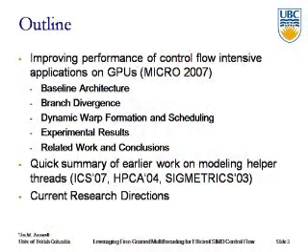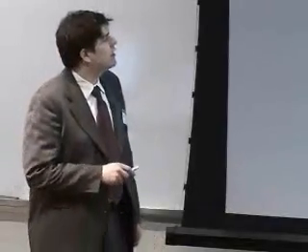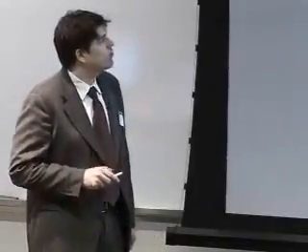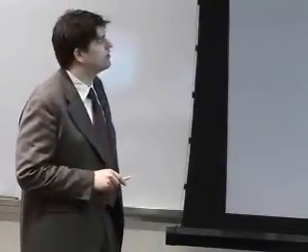So, an outline of my talk. I'm going to start off by talking about performance of control flow intensive applications on GPUs. This is work that we presented at MICRO in December. I'll go through our baseline architecture assumptions, and I'll describe this branch divergence problem that we're trying to solve. Then I'll describe our solution, which we call dynamic warp formation and scheduling, and present some experimental results, related work and conclusions. Then I'm going to shift gears and talk a bit about my earlier work that I did while I was a PhD student. I'll give a quick summary of that, which was on helper threads. And then I'll briefly talk about some of my current research directions.